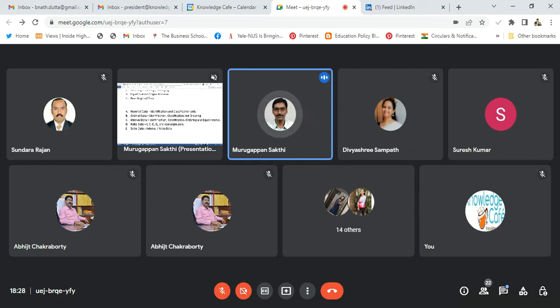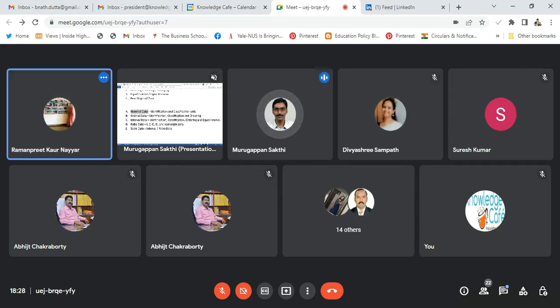So the ratio data carries all four properties. Interval data carries only 3 characteristics. Ordinal data carries only 2 characteristics. Nominal data can have only 1 characteristic. Are you comfortable with these examples? Yes, sir.